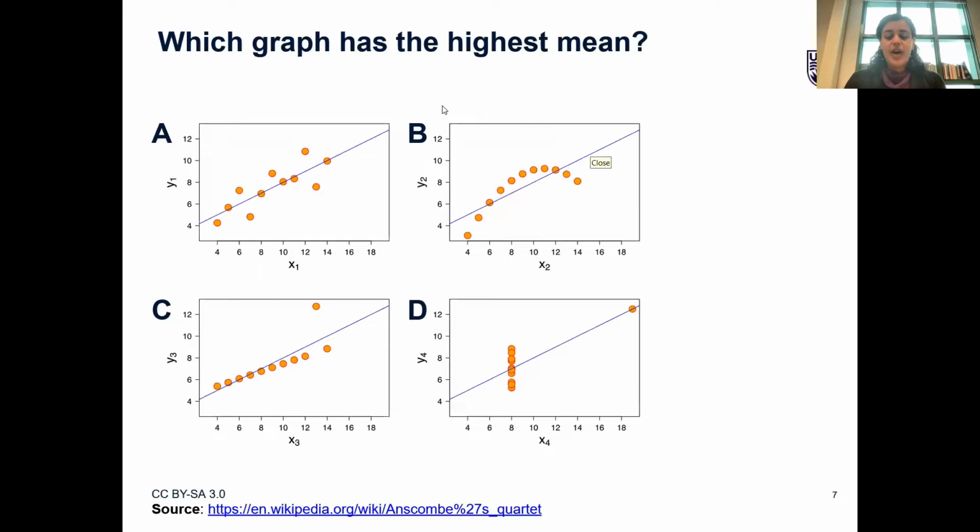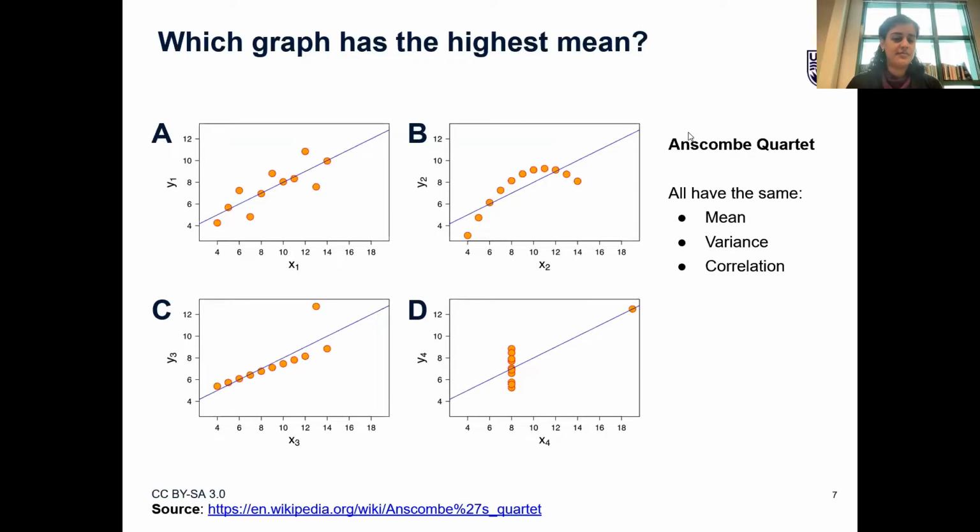Actually, these 4 graphs are known as Anscombe's quartet. And all of these figures have the same mean. They also have the same standard deviation, same variance, same correlation. So the correlation for all of these figures is about 0.8.